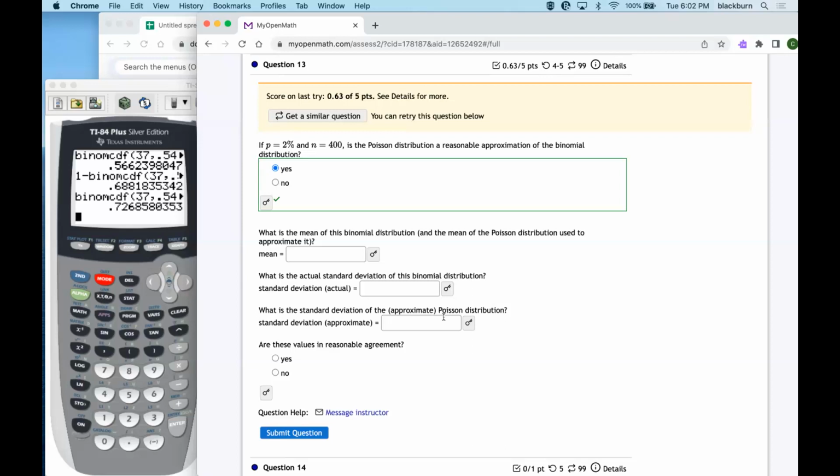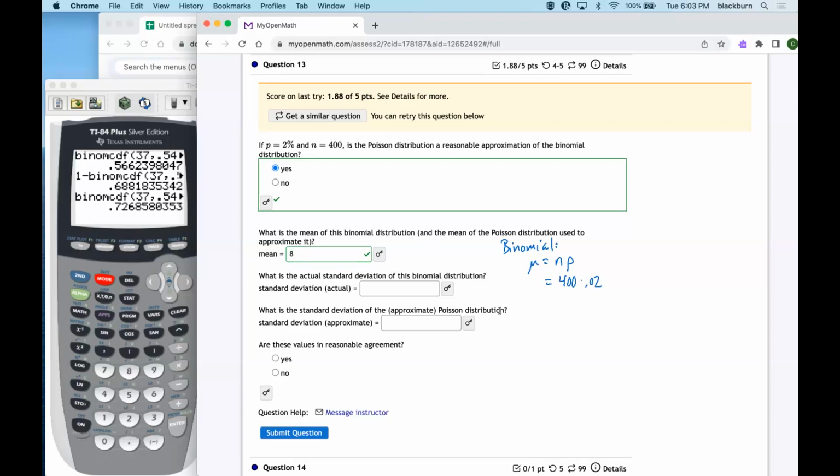So the mean of a binomial distribution, we didn't go over that in the last one, is going to be equal to the number of trials times the probability. So in this case, we're going to do 400 times 0.02. I believe that equals 8. So that is going to be the mean of that binomial distribution.